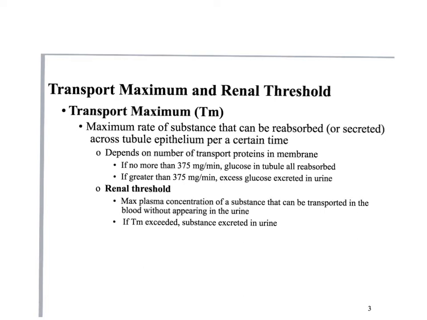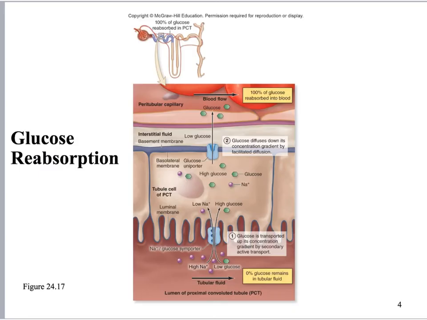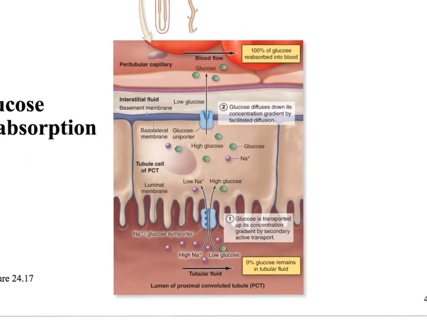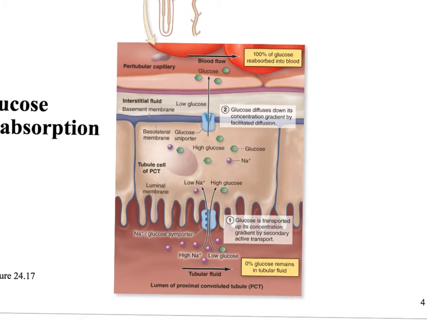I mean, it's that simple. I reach a maximum where all of the glucose transporters are doing their job, and there's still excess there. It needs to go somewhere. It doesn't get reabsorbed. So here's glucose reabsorption. Low sodium, high glucose. So here's your tubular fluid at the bottom, blood up top. In the normal situation, what occurs is that blood glucose is reabsorbed. It's transported down a concentration gradient back into the blood.